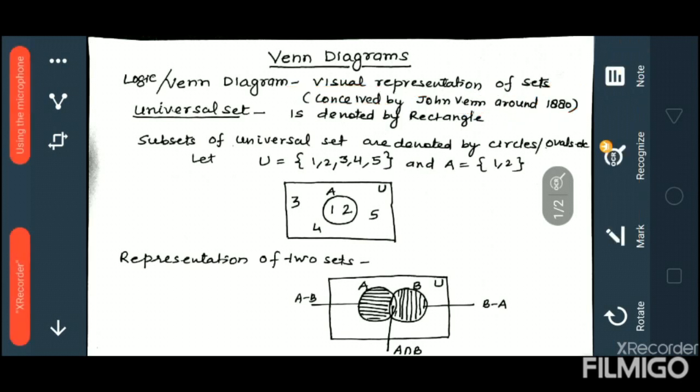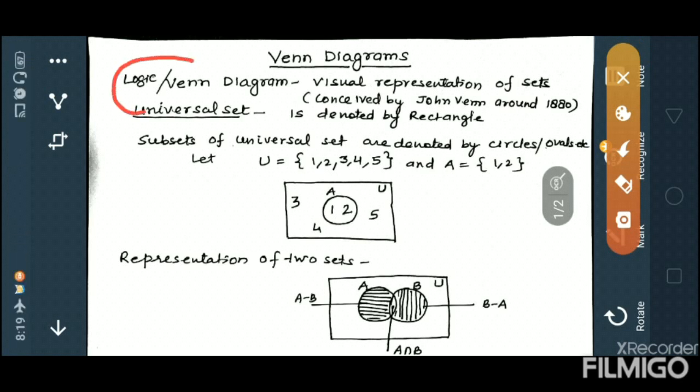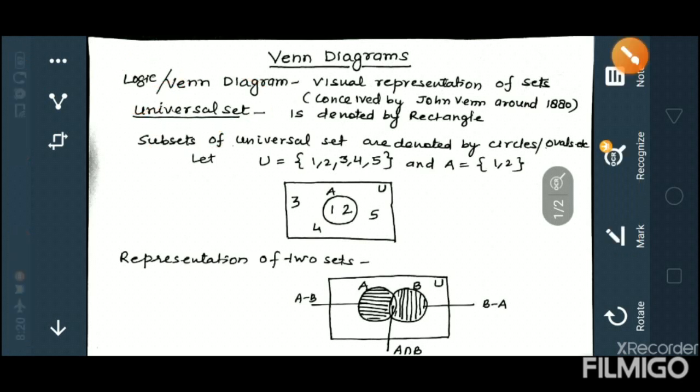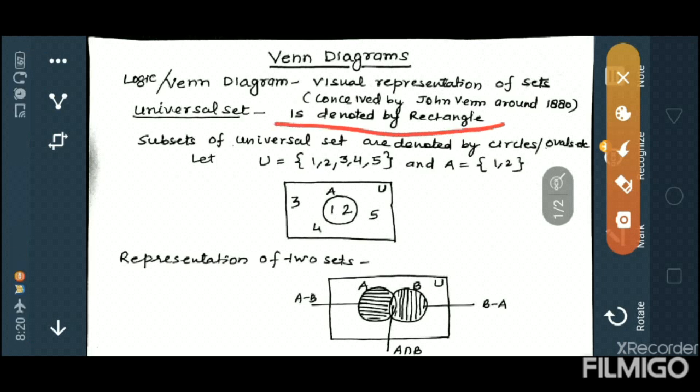Children, we also call them logic diagrams, and these questions are asked in many competitive examinations and in reasoning. So this is very important to learn here. Certain notations are there. Universal set is commonly denoted by a rectangle, and subsets of the universal set are denoted by circles or ovals. We may use any one of them.